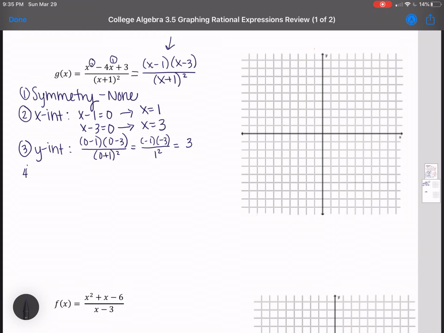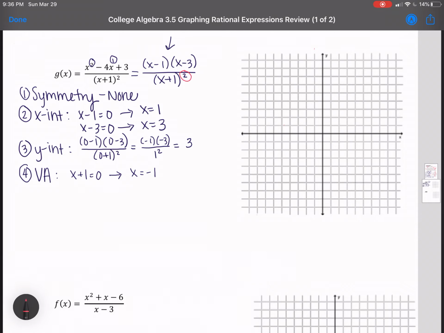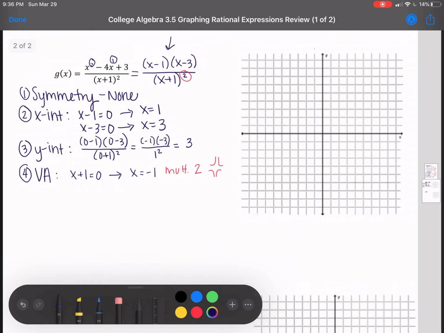On this one, we don't have anything that cancels, so we don't have any holes. We are just going to have a vertical asymptote. So if x plus 1 equals 0, that tells us our vertical asymptote is at x equals negative 1. And notice, since we have degree 2 here, that tells us that we have a multiplicity of 2. And we talked about that being like a volcano, either going up or going down, depending on the shape of the rest of our graph. So once we start graphing, we'll see that.